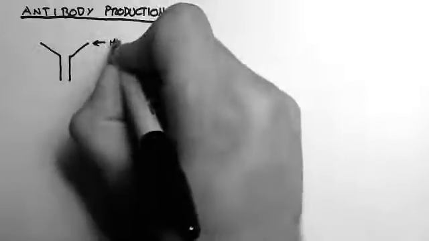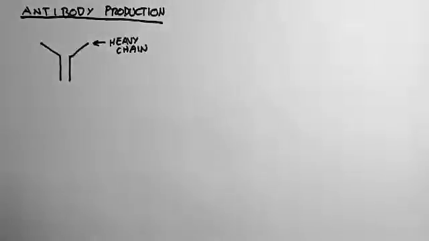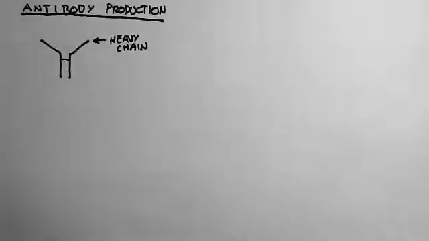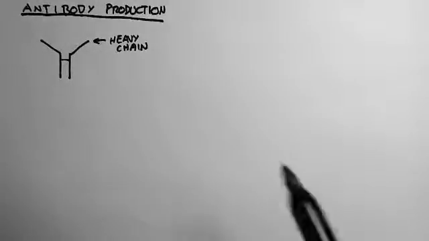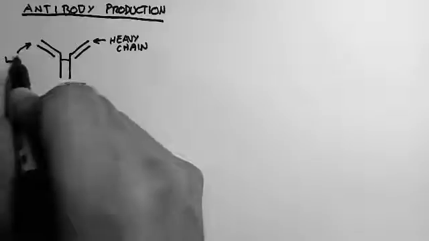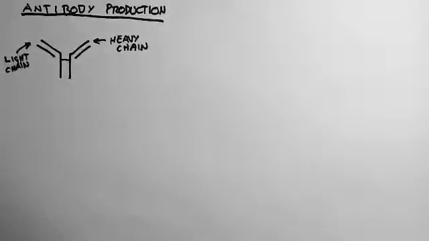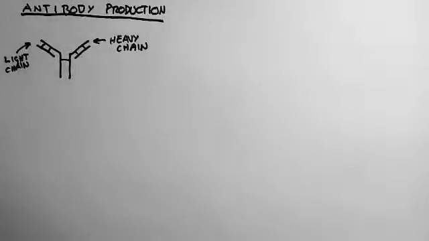These 2 chains are called the heavy chains, and they're linked together. Then there are 2 other chains linked to the heavy chains, and they're called the light chains because they're smaller. And these light chains are linked to the heavy chains. And that's what gives the antibody its Y shape.